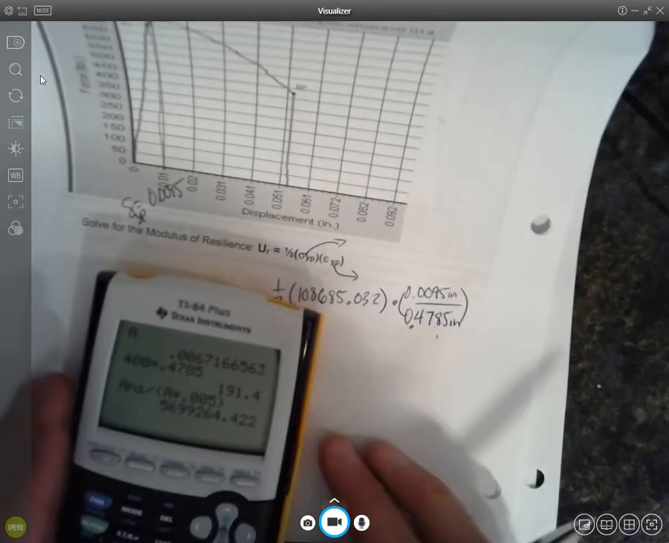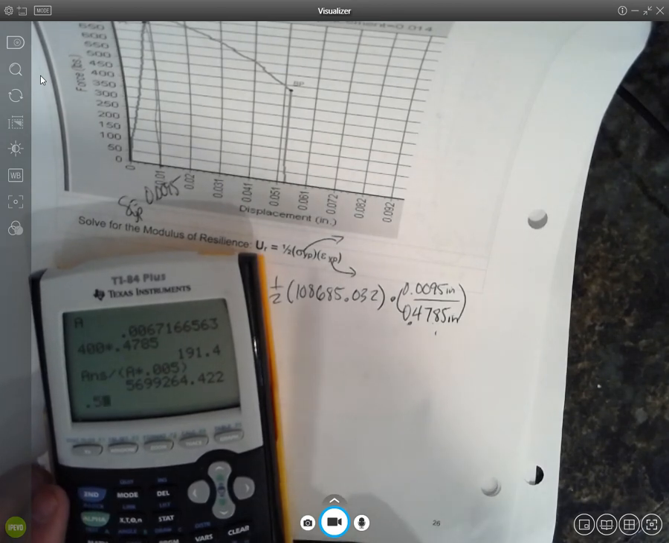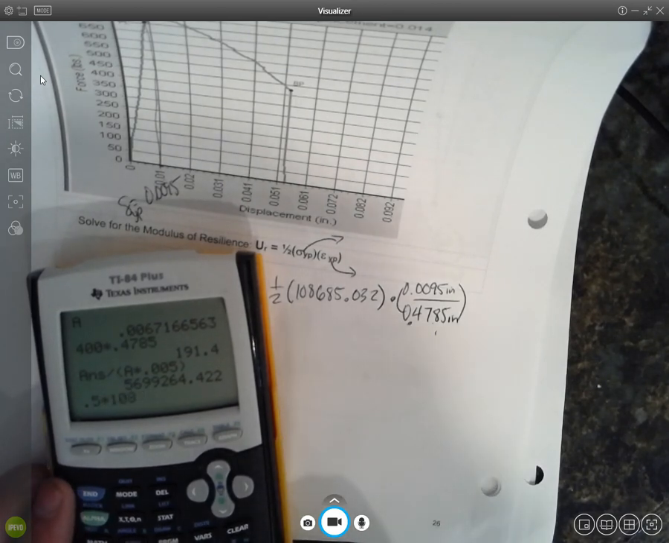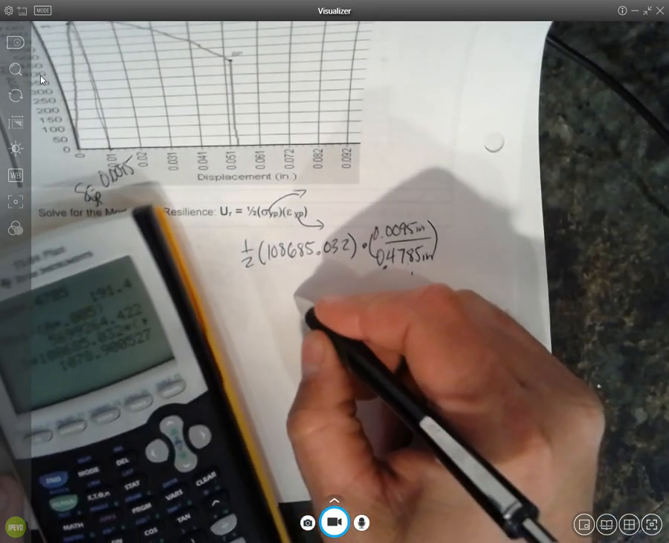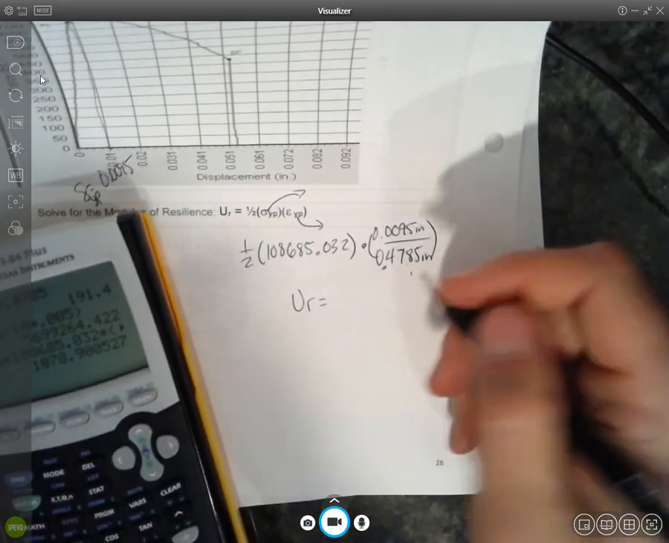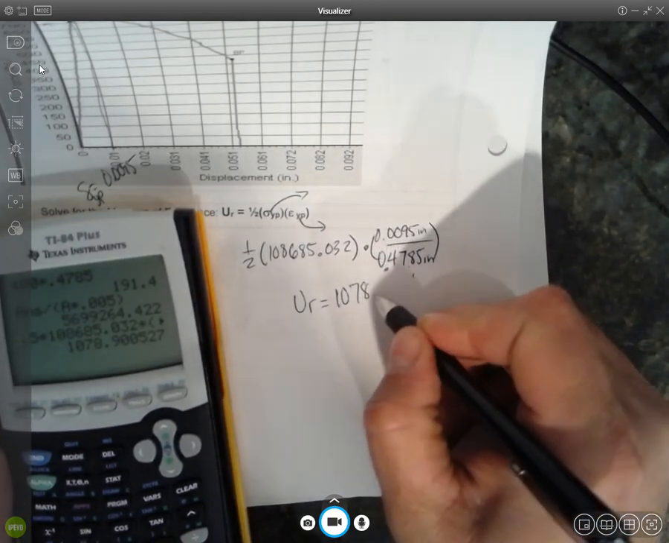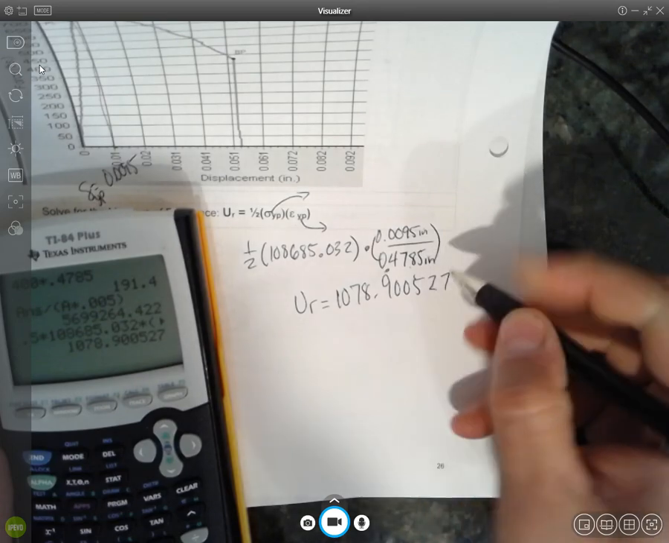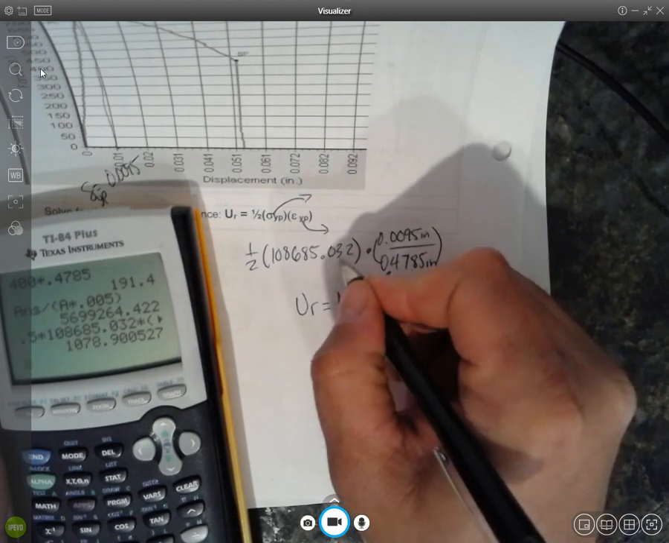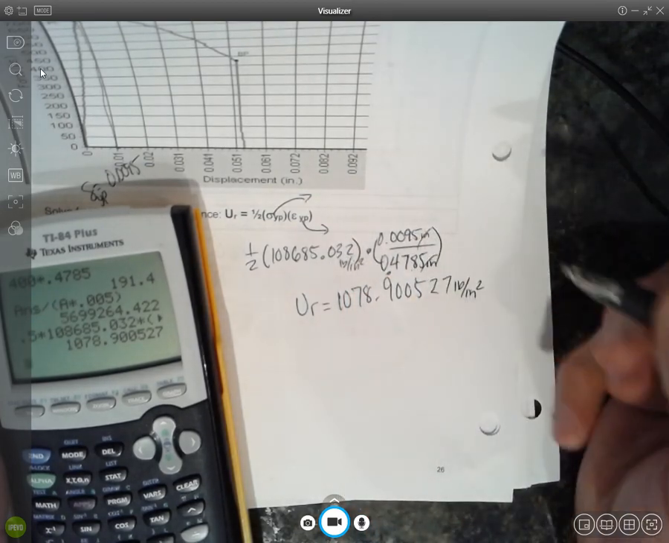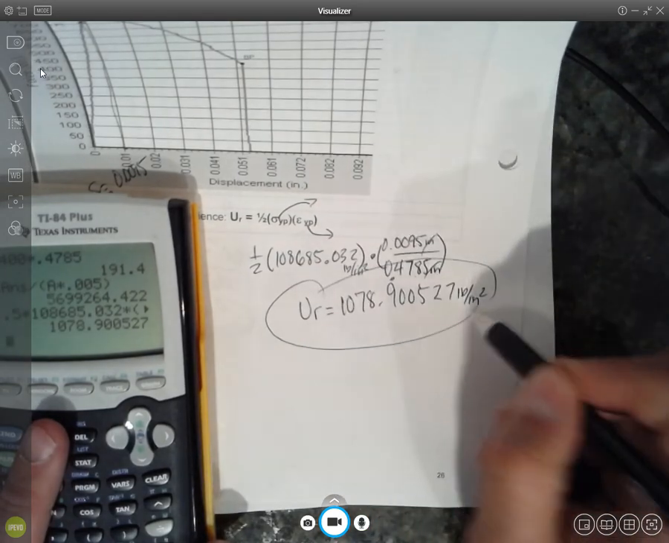So there it is, 1/2 the stress at the yield point times the strain at the yield point. I'll plug that in my calculator, 0.5 times 108,685.032 times parentheses 0.0095 divided by 0.4785. And I got a Modulus of Resilience of 1078.9000527, and that's pounds per inch squared. Obviously, inches canceled out. All right, pretty simple.